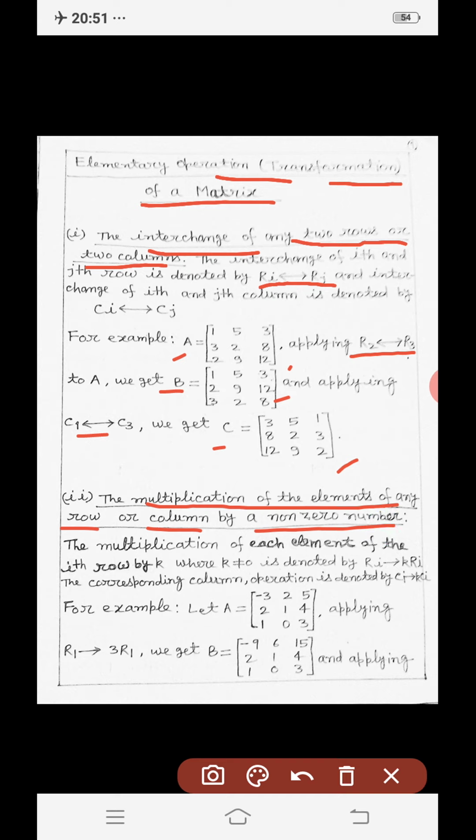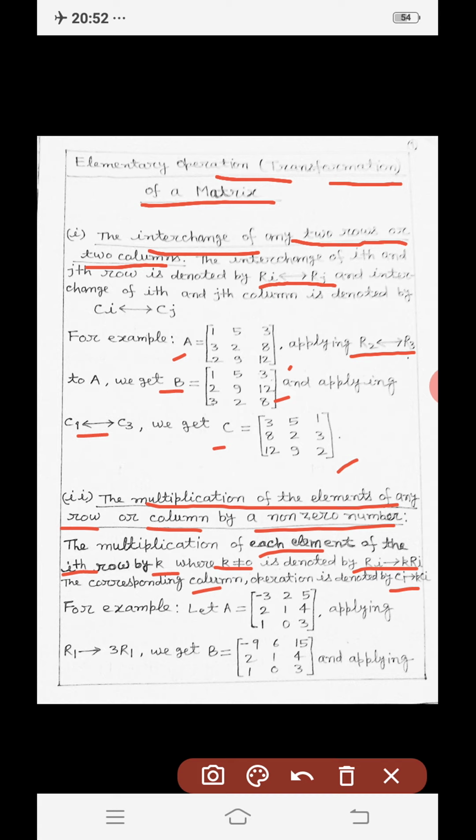Second operation is the multiplication of the elements of any row or column by a non-zero number. Symbolically, the multiplication of each element of the ith row by k, where k is not equal to 0, is denoted by Ri changes to kRi, that is k times Ri. The corresponding column operation is denoted by Ci changes to kCi, that is k times Ci.